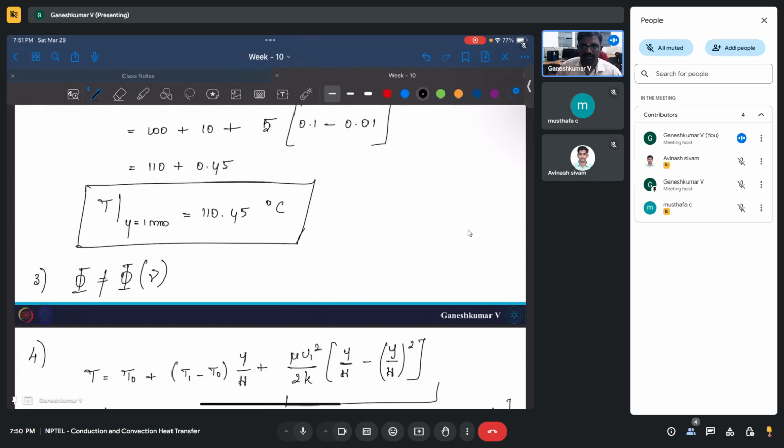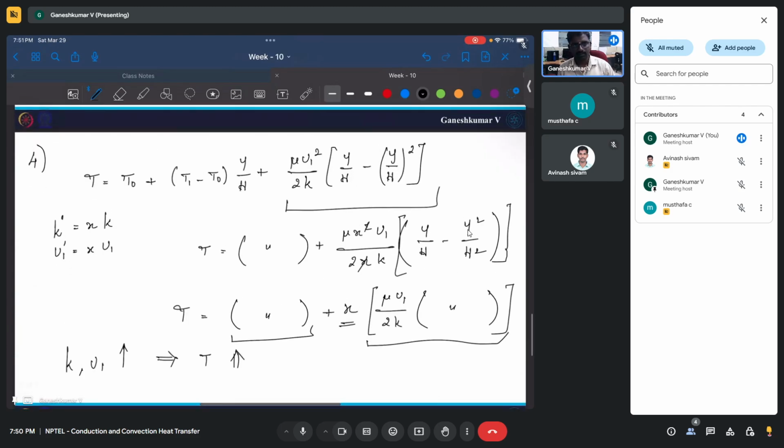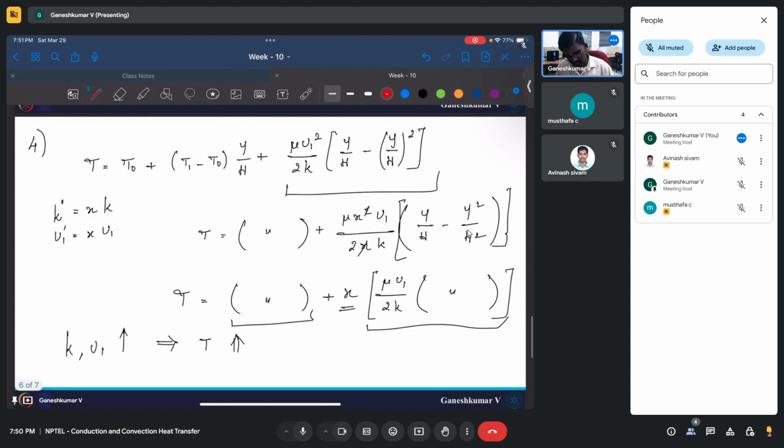Even if you try to measure it, it's going to be either 110 or 111, right? But strictly speaking, because of the viscous dissipation, when you increase K and U1, your temperature increases. However, if you do not have viscous dissipation, whether you increase K or U doesn't matter, the temperature profile will remain the same. So this is purely because of viscous dissipation.